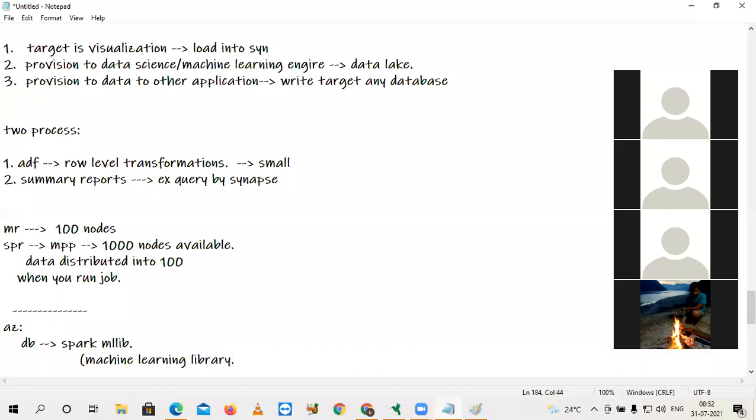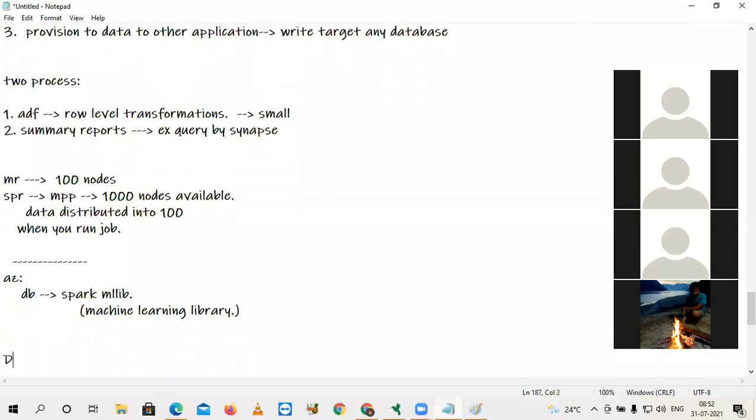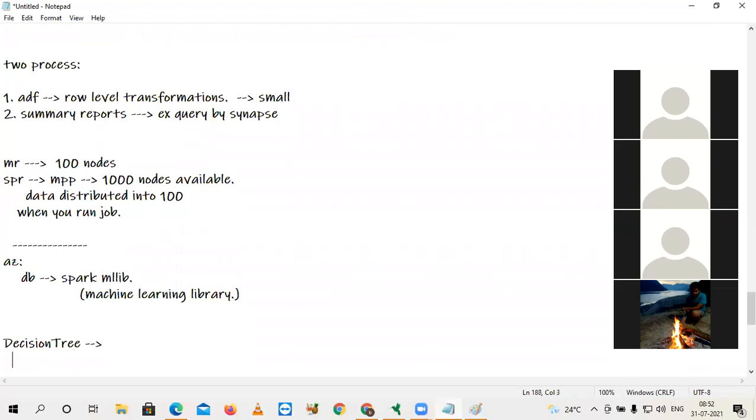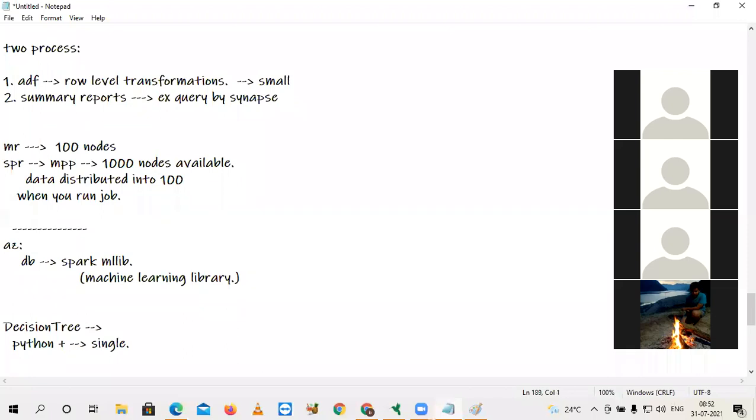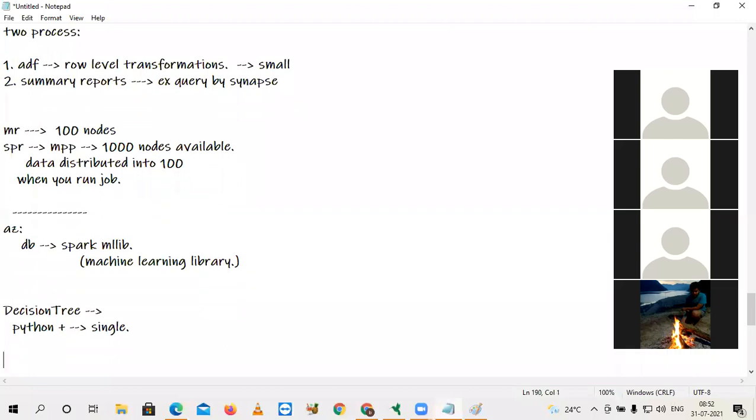Okay. Suppose there is an algorithm. Think of one easy algorithm, a decision tree algorithm. Whether it is neural networks or deep neural networks, whatever it may be, just forget that. Think that one algorithm is there. Generally, you write your machine learning algorithm with Python, so the execution will happen on a single machine. Understood?